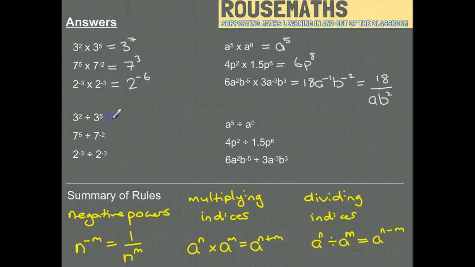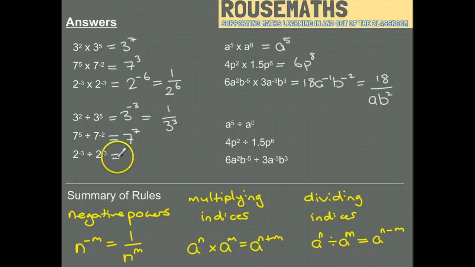Moving on to the dividing one, so we're going to be subtracting. So 2 take away 5 is minus 3, and as I should have done for the one above, let's use our negative powers to write this in the right way. There we go. For this one, we've got 7 to the power 5 divided by 7 to the minus 2. So we've got 7 to the power 5 minus minus 2, which is like adding 2, so that would be to the power 7.